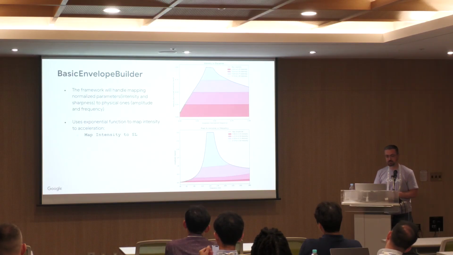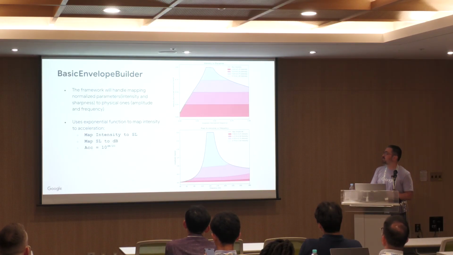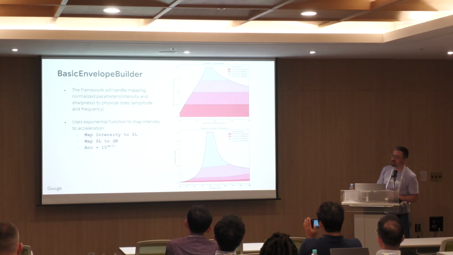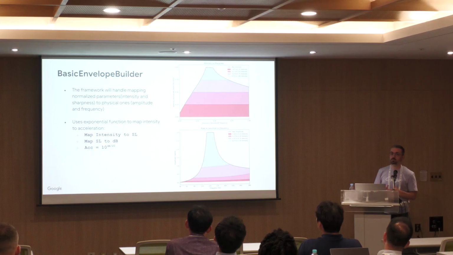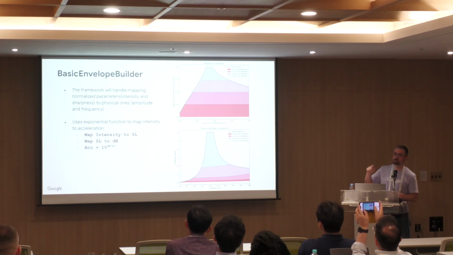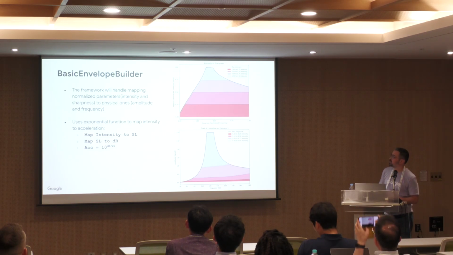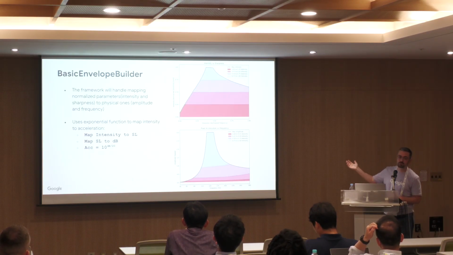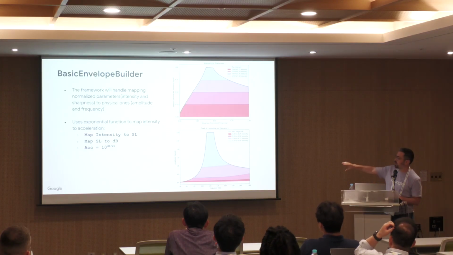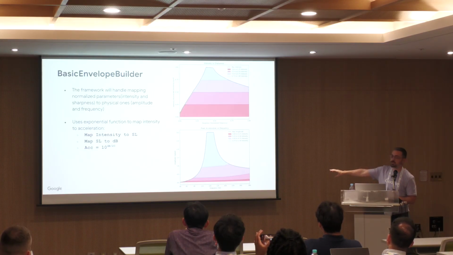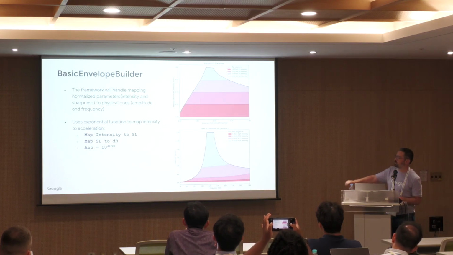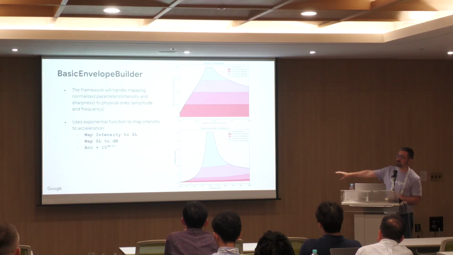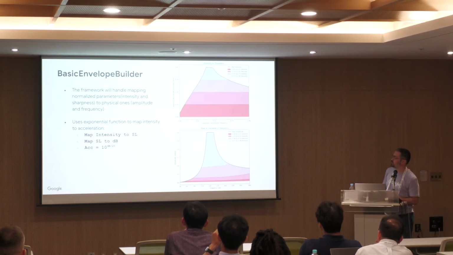Something else that we also do in the basic API: if you look at the top right plot, this shows you what the control points would look like for you as a developer. So you would be setting values between 0 and 1 for the intensity and 0 and 1 for the sharpness. But this maps to what we have on the lower right. The reason is we use an exponential function to get to this point.